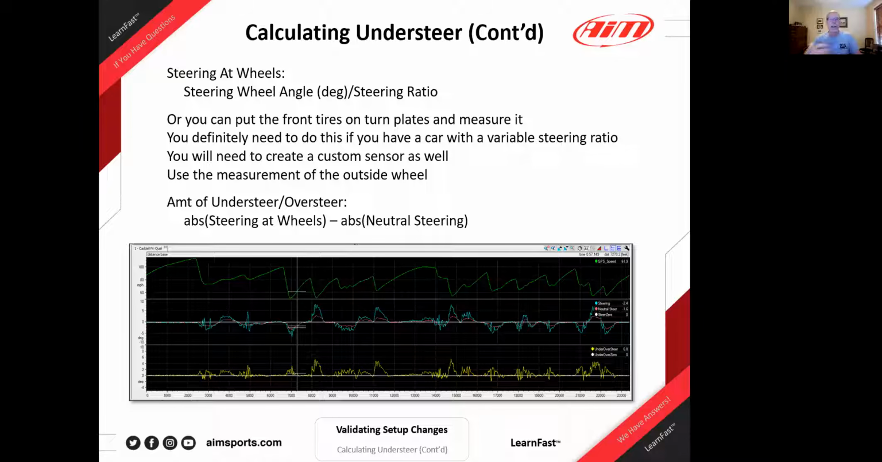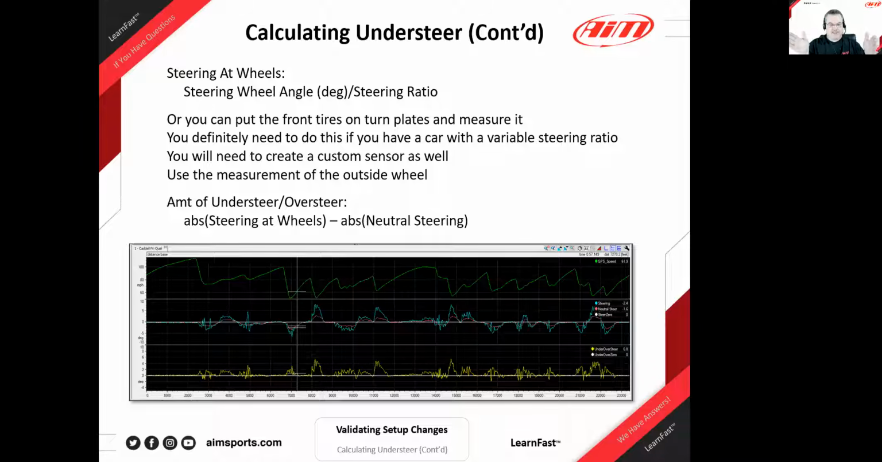But once you get that calculated, once you know your steering at the wheels, then it's just a matter of taking the absolute value of the steering at the wheels and subtracting the absolute value of the neutral steering. That gives you understeer and oversteer, understeer being positive, oversteer being negative. If Ray went by that fairly quickly and you have any questions, drop us an email.